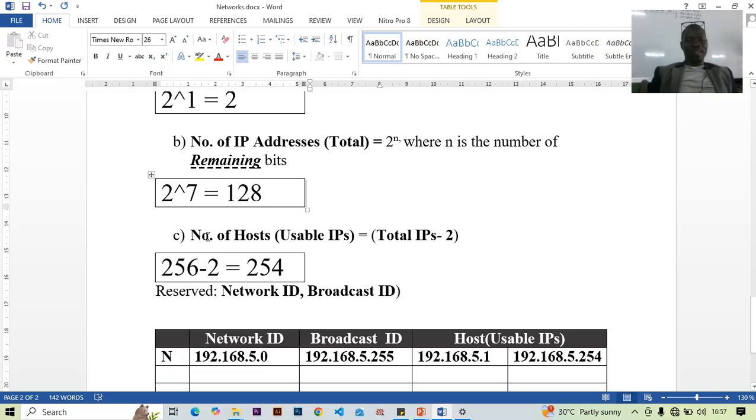Therefore, how do we find the number of hosts or the usable IP addresses? It is the total number of IP addresses minus 2, which is 128 minus 2, which will give us basically 126.